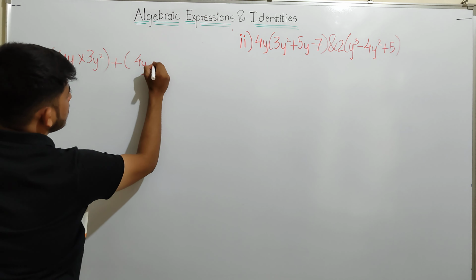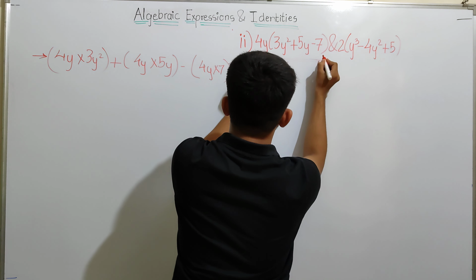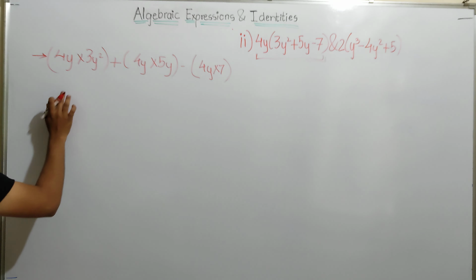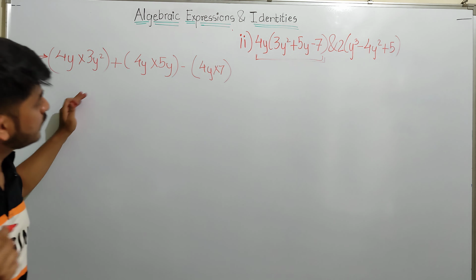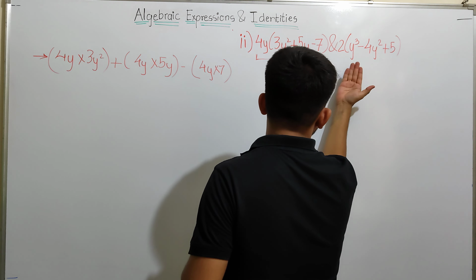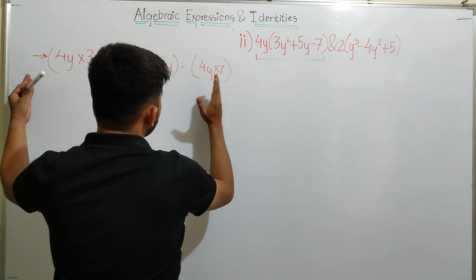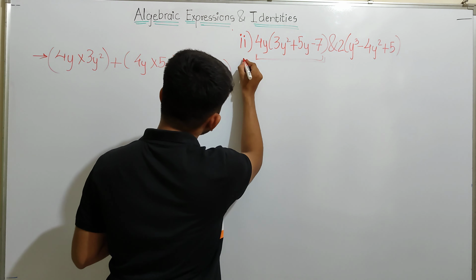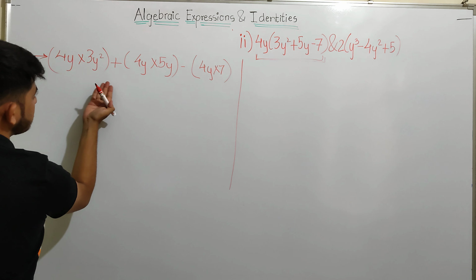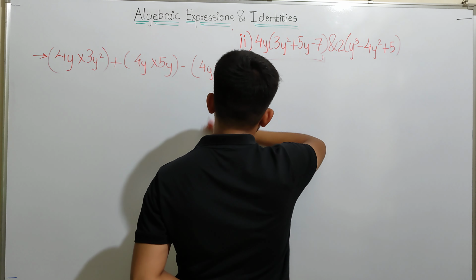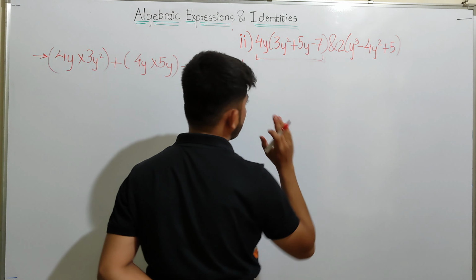Now we have simplified these terms by using distributive law, right? The same way, I have to simplify the second term. So I'll simplify the second term over here and the first term I have simplified over here. Now for your better understanding, I am writing in two parts. The first part I have simplified like this, and now the second one.